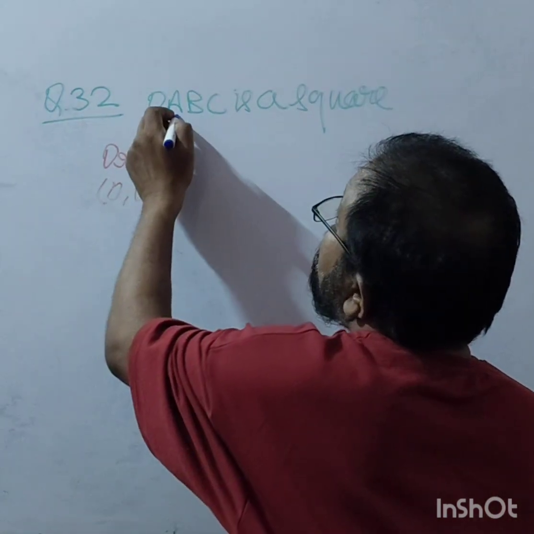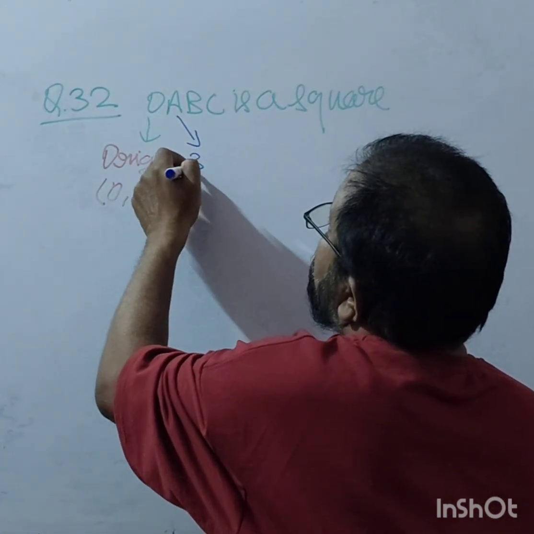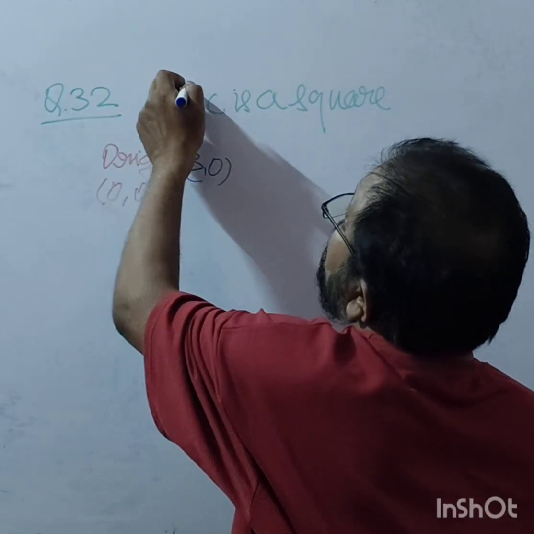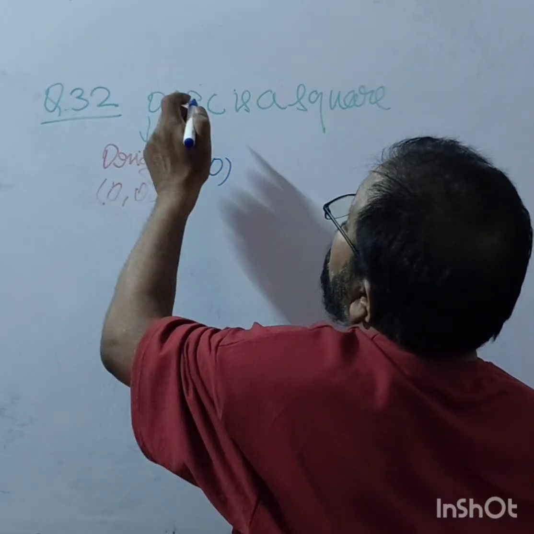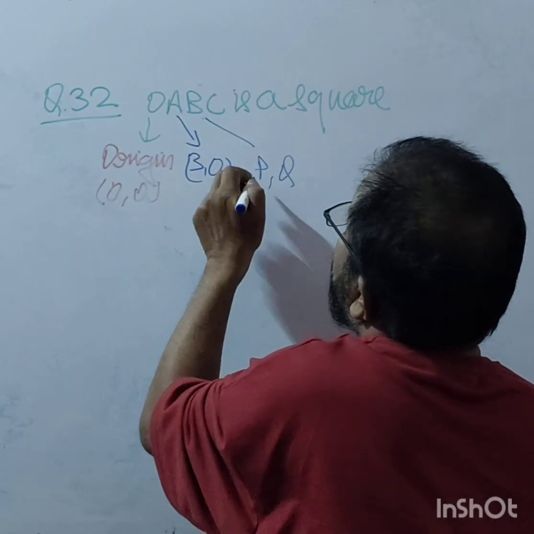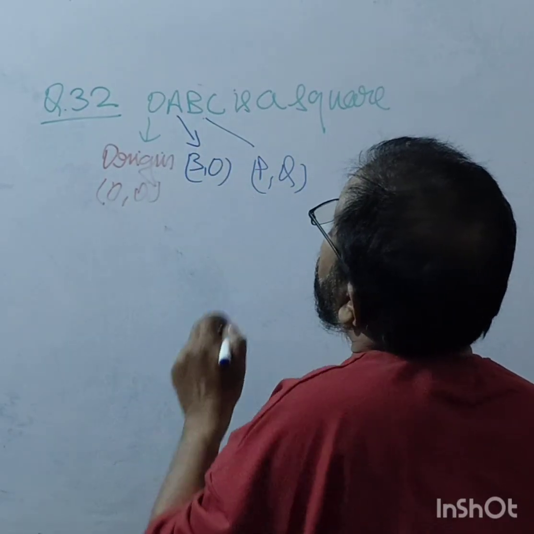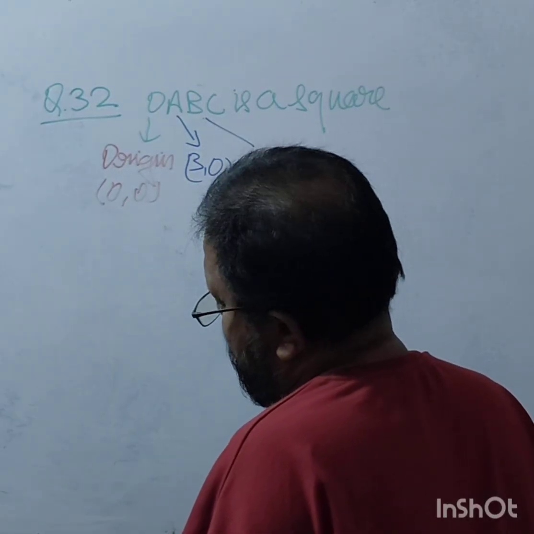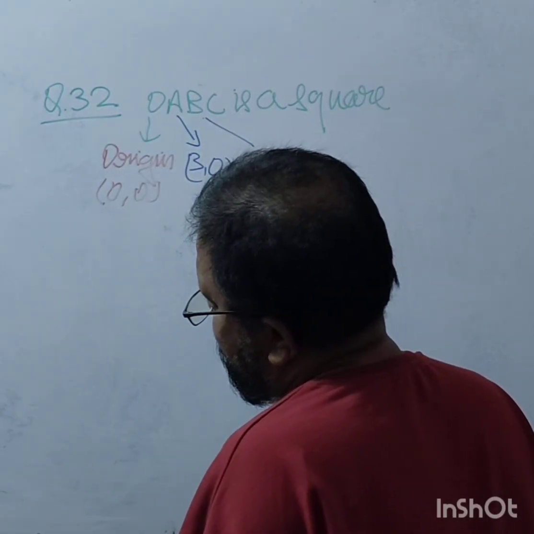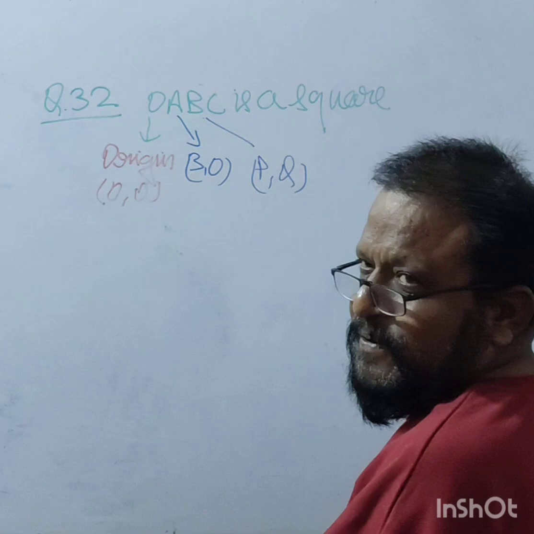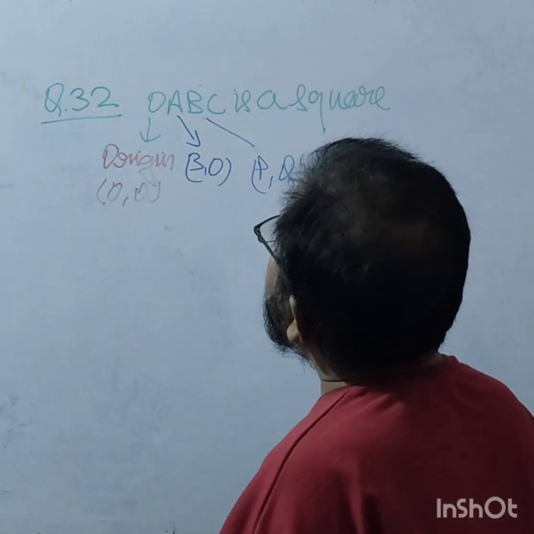A is 3 comma 0, and B is P comma Q. If O, A, B, C lie in the first quadrant, find the value of P and Q. Also write down the equation of AB and BC. What about C? No, C is not given.